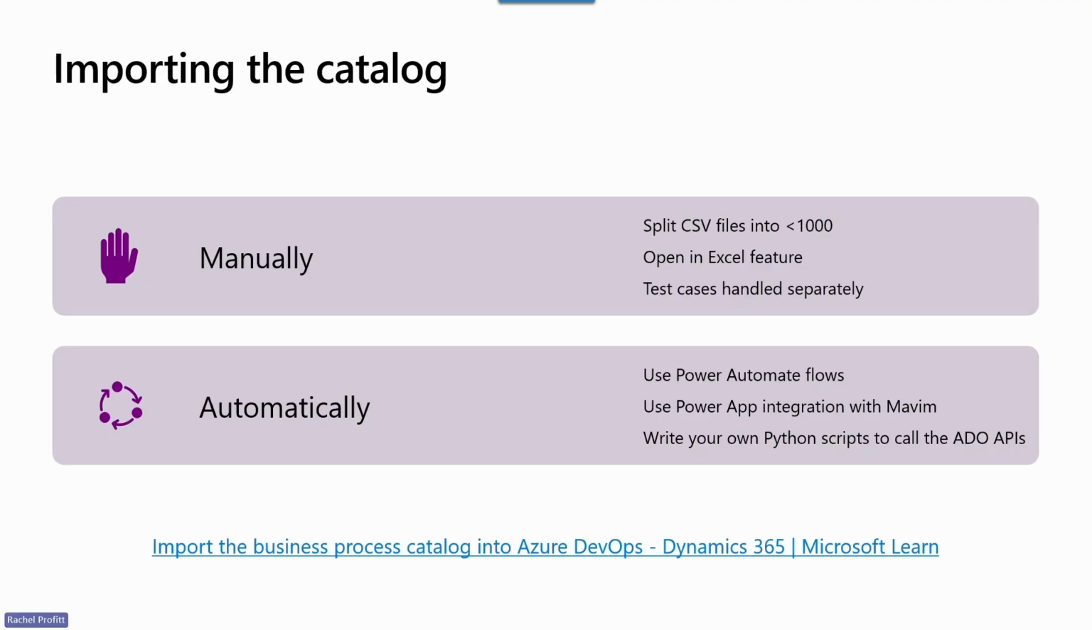And then there's also an out-of-the-box integration. If you're using Mavim, we actually recommend that you use their Power App integration. So they have a Power App embedded into Mavim that uses a number of different Power Automate flows to keep your Azure DevOps and your Mavim environment in sync. And so if you're using both Mavim and Azure DevOps, that would be the recommended approach.